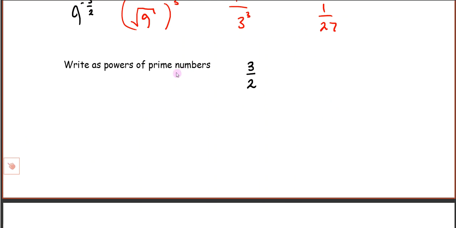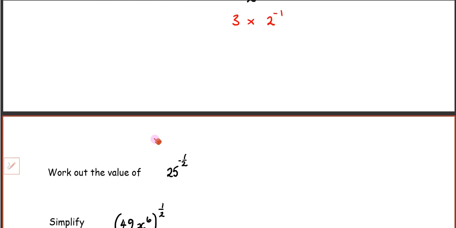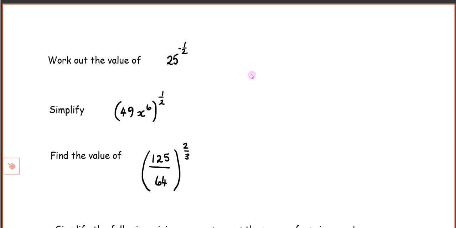Sorry about this one, but the powers are prime. They're already prime numbers. So it should say write as the product of powers of prime numbers. So I would just write 3 multiplied by 2 to the negative 1. That's it. But that is a problem with that question. I tried to rewrite the ones in the book so that they weren't as badly written as they were before, but I obviously missed that one.